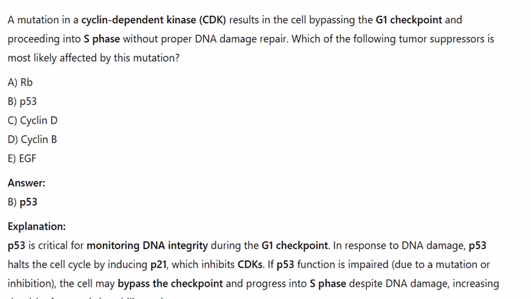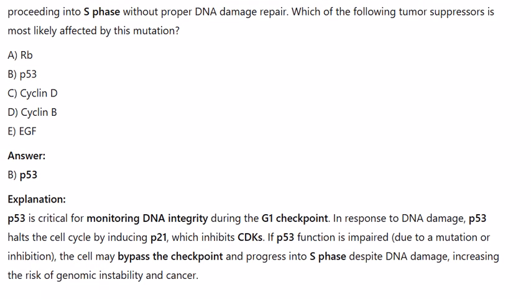Explanation. P53 is critical for monitoring DNA integrity during the G1 checkpoint. In response to DNA damage, P53 halts the cell cycle by inducing P21, which inhibits CDKs. If P53 function is impaired due to a mutation or inhibition, the cell may bypass the checkpoint and progress into S phase despite DNA damage, increasing the risk of genomic instability and cancer.